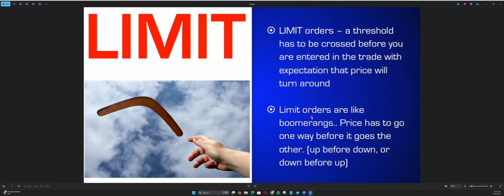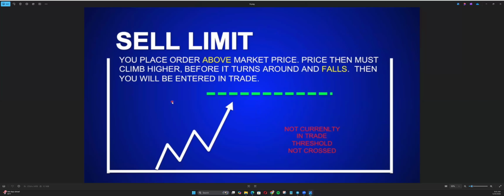So it's just like a boomerang. If you throw a boomerang, it goes straight to a point, and it doesn't go beyond that point. It just reverses and comes back to you. Limit orders are like a boomerang: price has to go one way first before it goes the other, so up before down or down before up. So let's talk about sell limit orders. It's an order you place above the price.